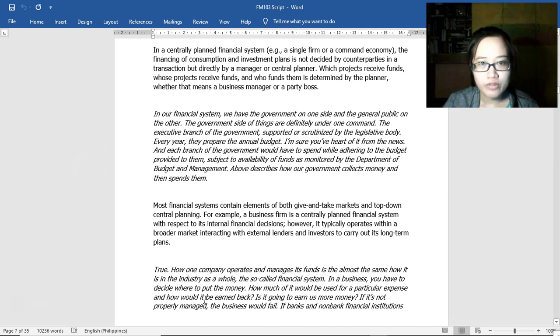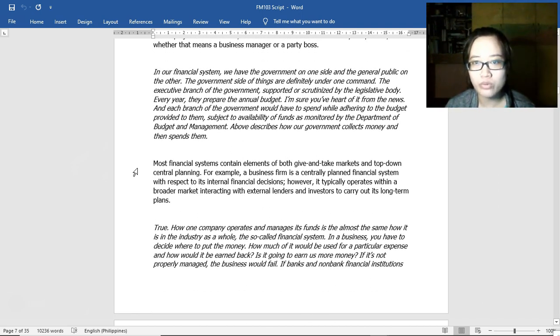Moving on, most financial systems contain elements of both give and take markets and top-down central planning. For example, a business firm is centrally planned, a financial system with respect to the internal financial decisions. However, it typically operates within a broader market, interacting with external lenders and investors to carry out its long-term plans. So basically, internally, it has its own operations, payment of expenses, generation of revenue, but they still deal with external parties. They pay their creditors, and then they have investors who would infuse money into their operations, which they have to pay in terms of dividends or interest, depending on their agreement with the investors.